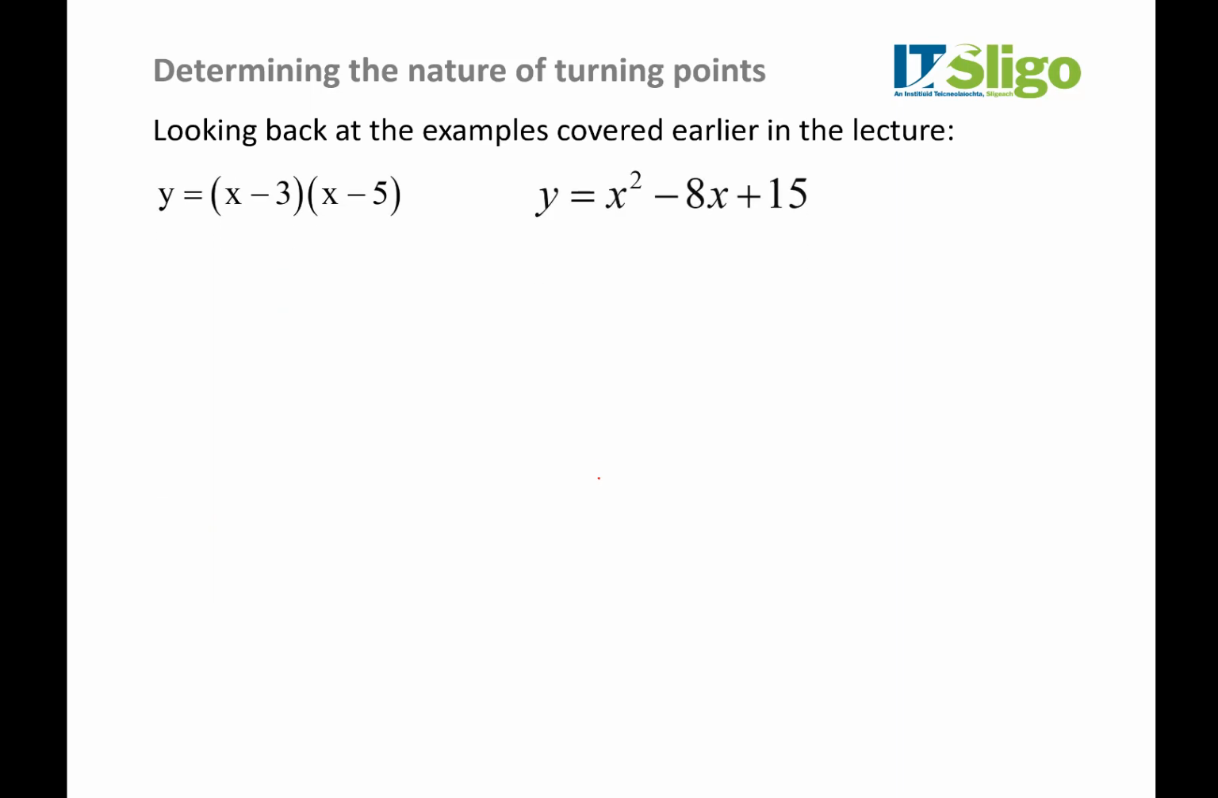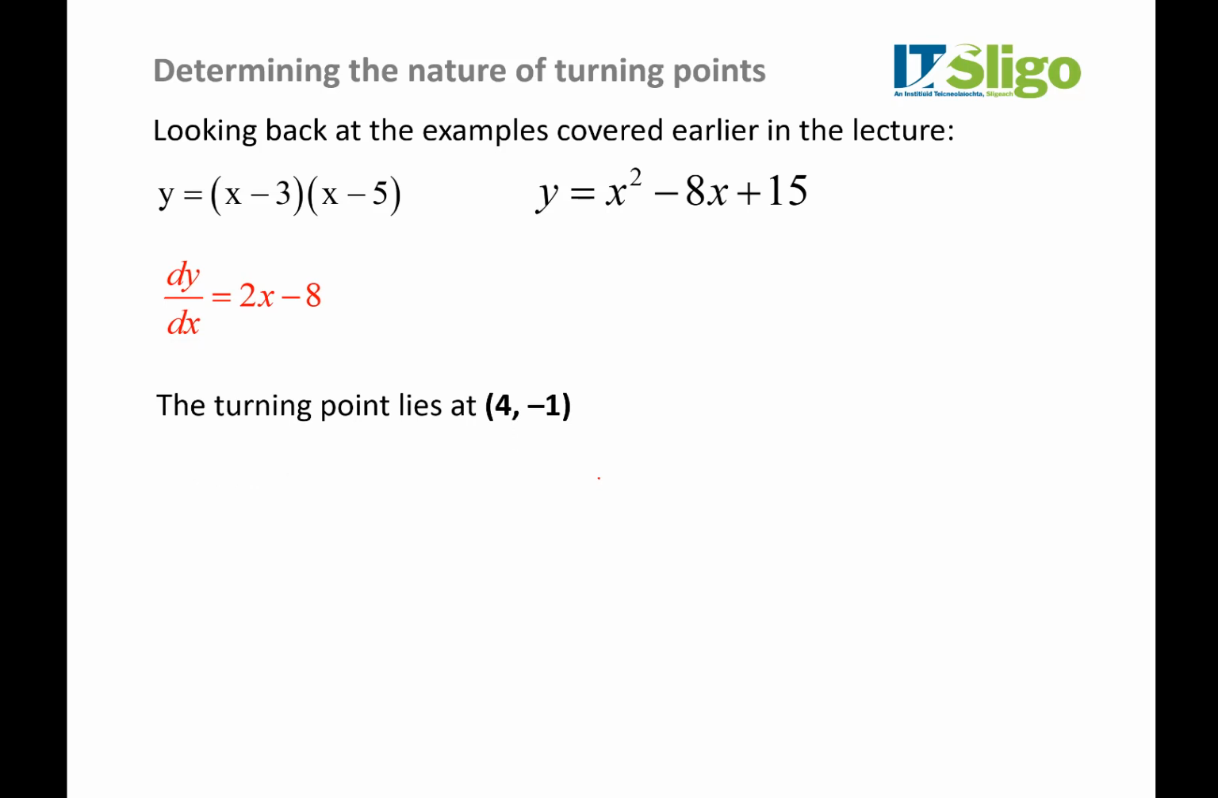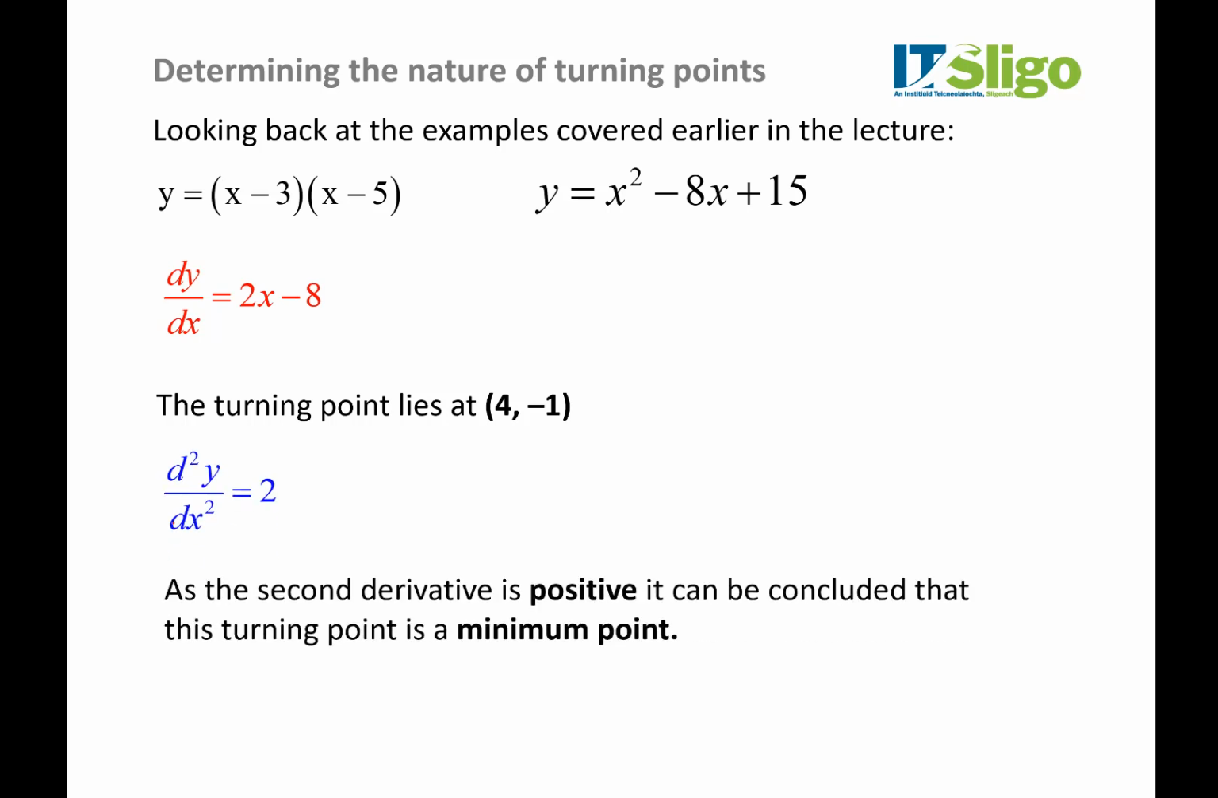There was this one. It's our first derivative. We found our turning point, and now we look for the second derivative. The second derivative is going to be plus 2. It's positive. Second derivative positive means we're dealing with a minimum point. So this is what I'm saying: the second derivative is your acid test. That tells you definitively what the nature of your critical point is.